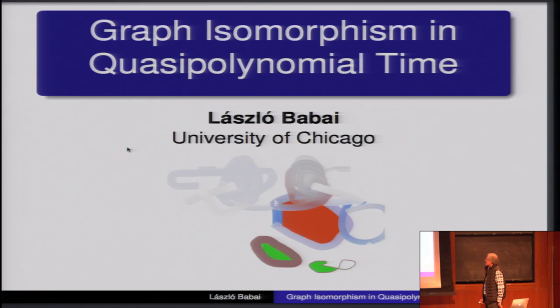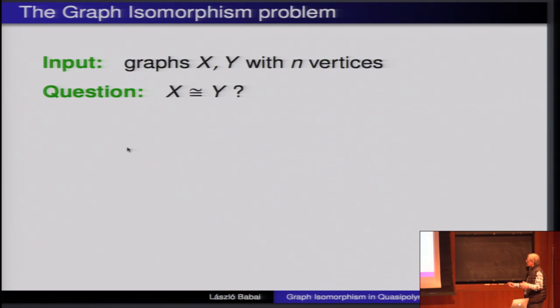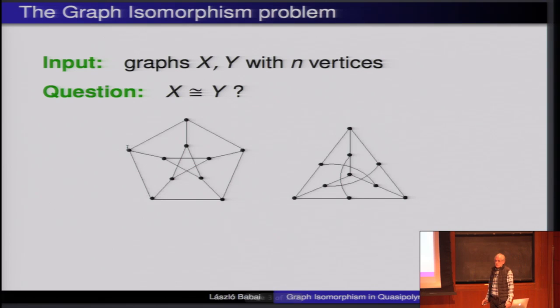Okay, so let me jump into the middle without further ado. I'm talking about the graph isomorphism problem. The input is two graphs with n vertices. The question is, are they isomorphic? Here is an illustration of two graphs that are isomorphic, but it's not immediately clear.